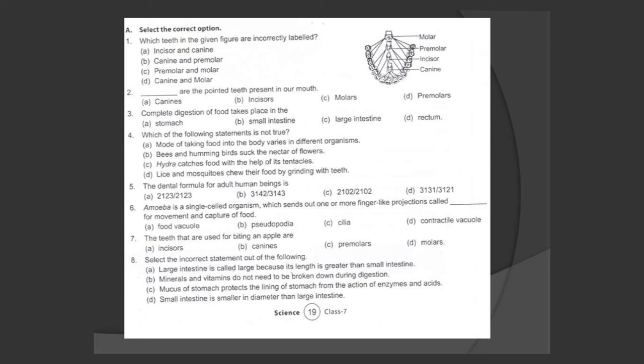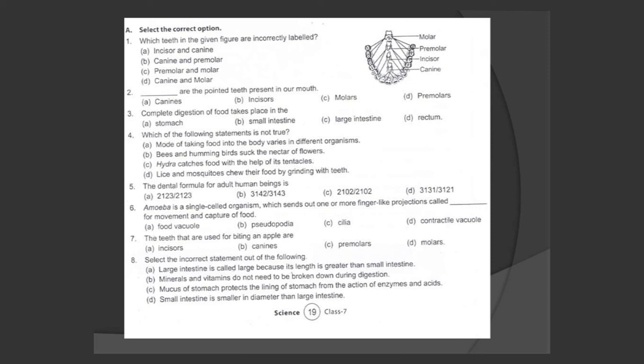Second one, dash or pointed teeth present in our mouth, the answer is canine. Third one, complete digestion of food takes place in the small intestine. Third question, complete digestion of food takes place in the small intestine.